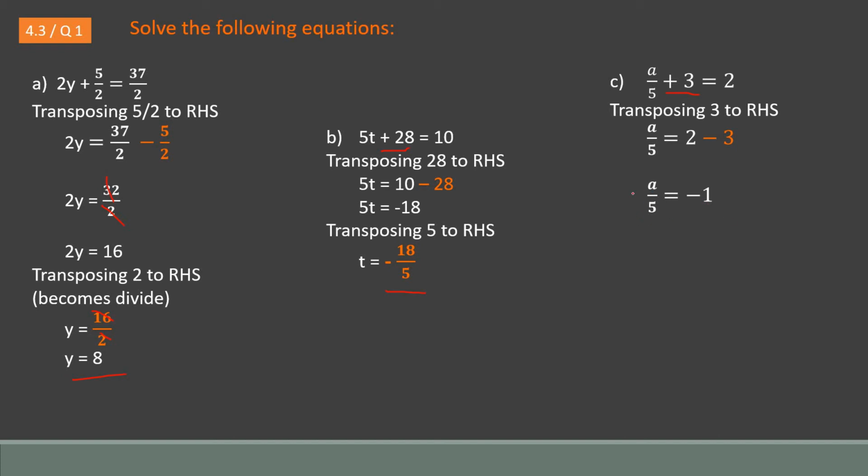अभी क्या करना है? What is my next rule? ये जो divide 5 है उसे मैं राइट हैंड साइड में ट्रांसपोज करने वाली हूँ. Yes, I'm going to transpose 5 to right hand side. It will become divide का बनेगा multiply. तो a is equal to -1 into 5. -1 will become -5. That's my answer is -5. It's very simple and very easy.